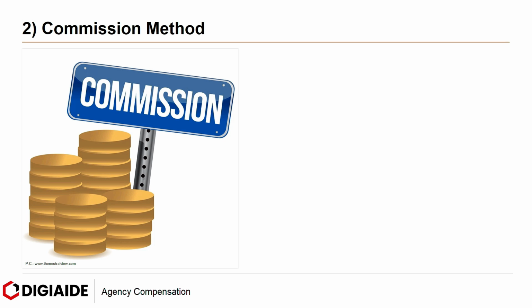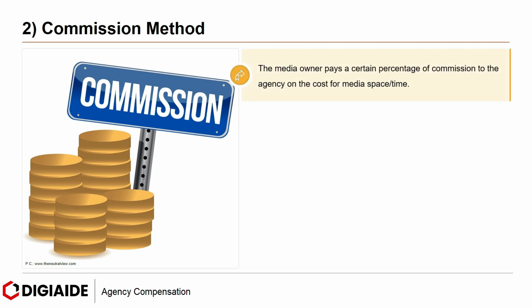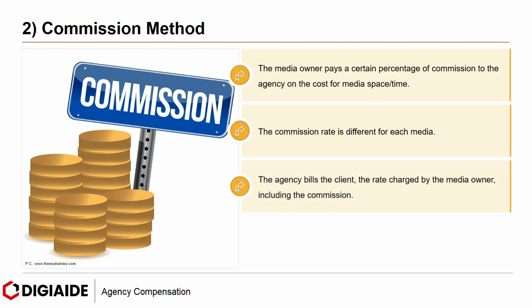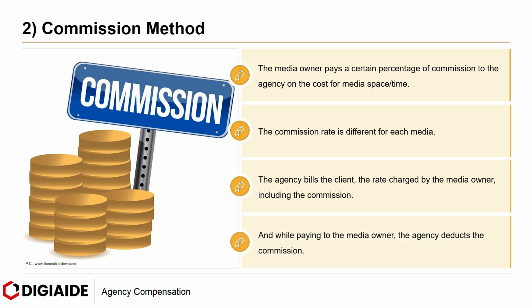Next, the commission method. The media owner pays a certain percentage of commission to the agency on the cost of the media space and time purchased by the agency. The commission rate is different for each medium, obviously TV being the most expensive. The agency bills the client the rate charged by the media owner including the commission. And while paying the media owner, the agency deducts the commission.